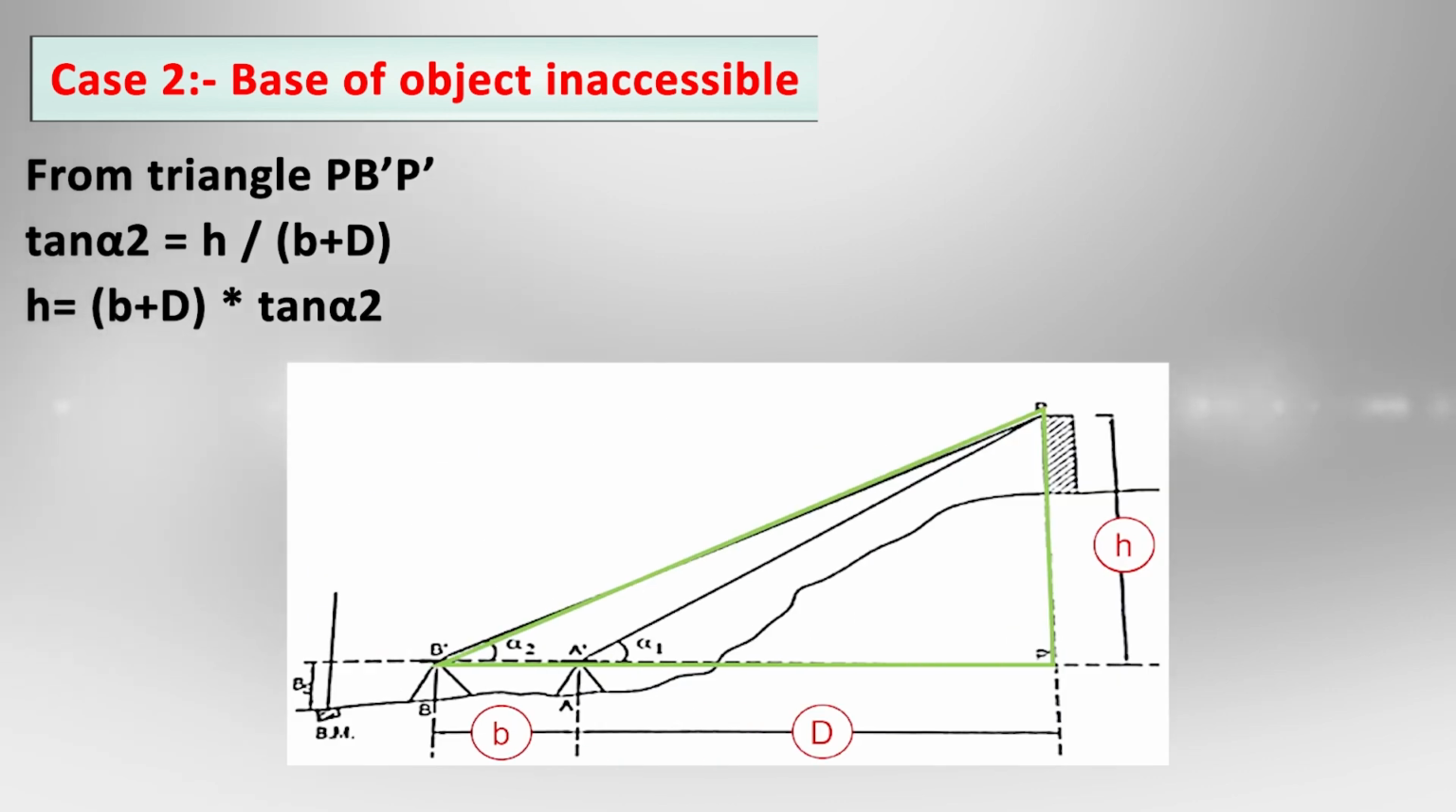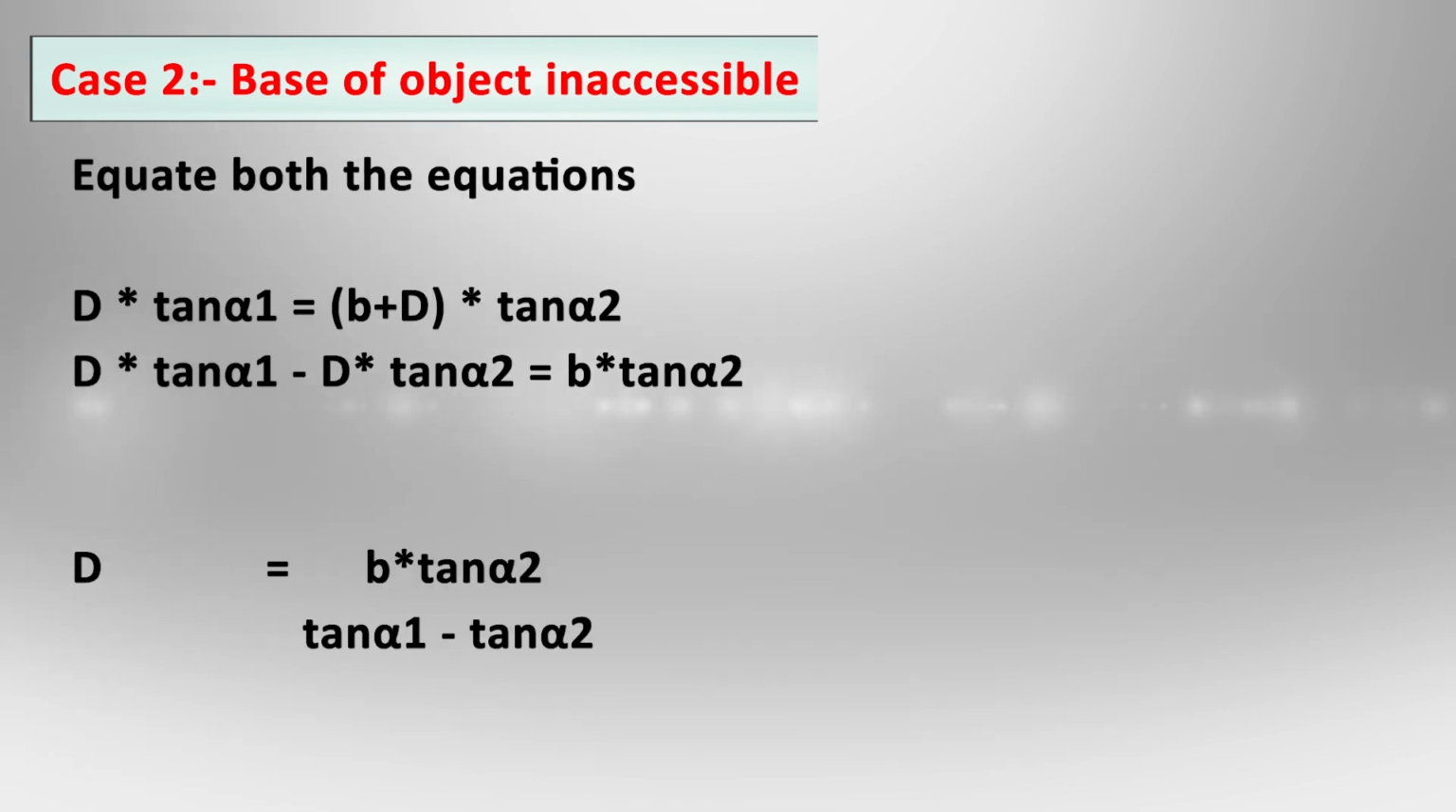Similarly, now we will consider the other triangle, that is P B dash P dash. Here we will see that tan of angle alpha 2 will be perpendicular by base. Perpendicular is small h, whereas the base is small b plus D. So again cross multiply it, we get h is equal to b plus D tan alpha 2. Now we have two equations, equation 1 and 2, we will equate both of them. So we get D tan alpha 1 is equal to b plus D tan alpha 2.